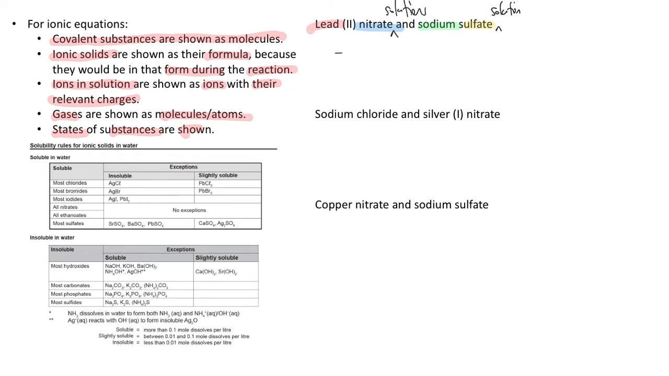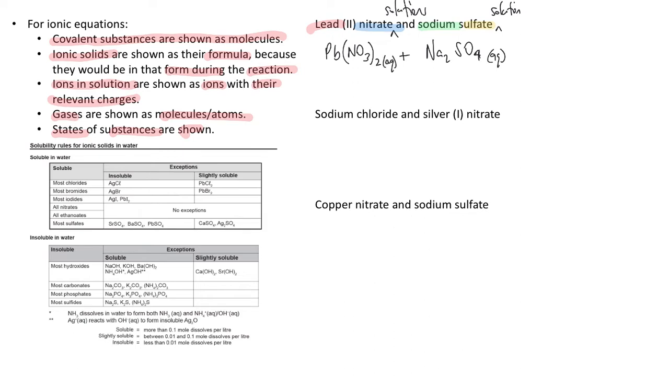So as a chemical equation, it would look something like this. This would be Pb(NO3)2. Hopefully you're remembering your ion formulas, right? So then you'll be able to put these together reasonably quickly. Sodium sulfate would be this, okay? And these would both be aqueous because they're both solutions, right?